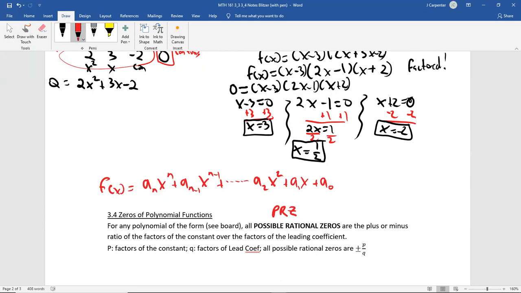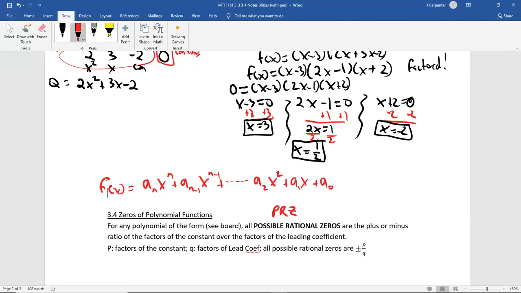So for any polynomial, all possible rational zeros are the plus or minus. So we have to account for positives and negatives. It could be either. We're not really sure which. So it could be positive 1, it could be negative 1, it could be positive 2, it could be negative 2. If we write a number, we account for both positives and negatives. So it's plus or minus the ratio of the factors of the constant over the factors of the leading coefficient.